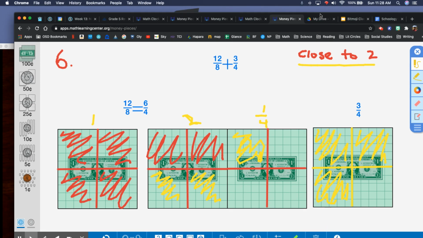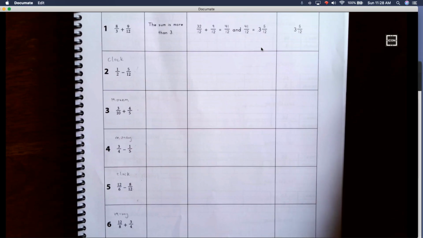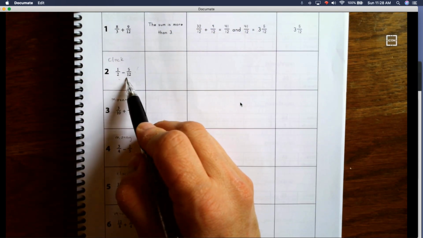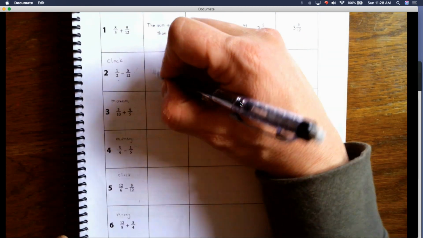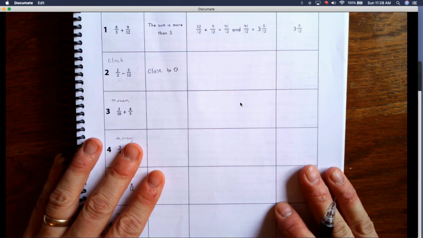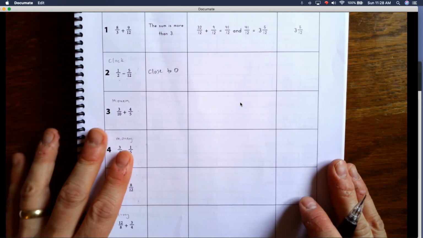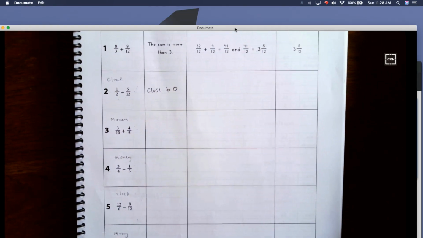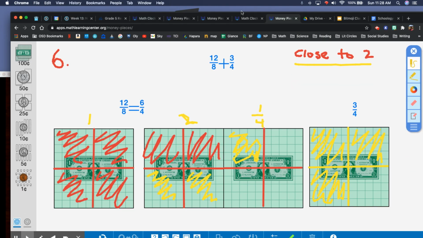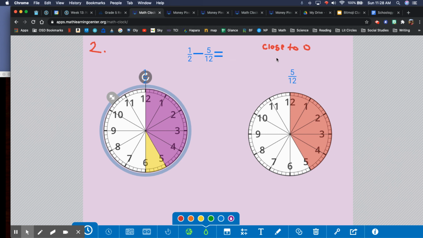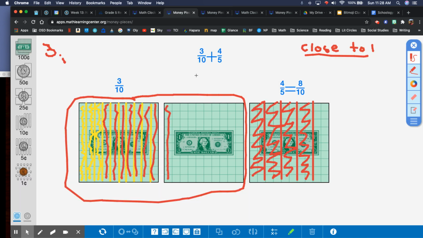So what I want you to do now is we're going to come back here and we're going to write what we had in those other boxes. So 1/2 minus 5/12, that was close to 0. Write that down. So this is page 49. You're going to need this book back. So close to 0. 3/10 plus 4/5. Wish I could go back to that real quick. Let's see. So the first one was 1/2 minus 5/12, close to 0. 3/10 plus 4/5 was close to 1.